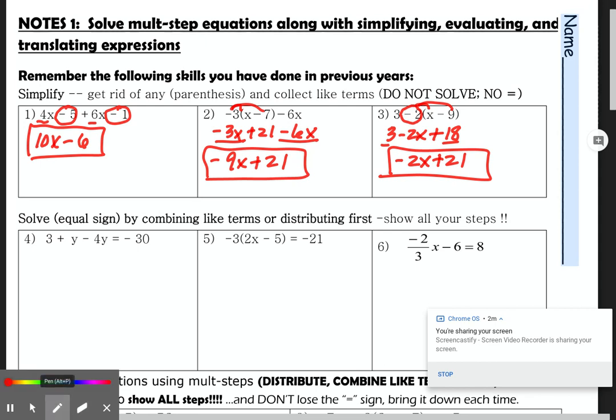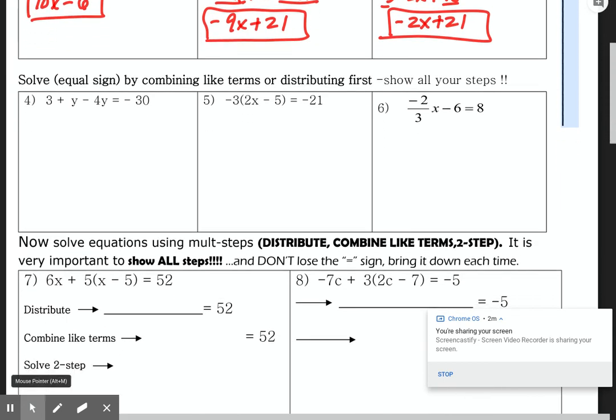So now we get to problems 4, 5, and 6, and it has an equal sign. So we are actually going to solve for the variables here, but we're still going to go through the same process of combining like terms. So our 1y minus 4y, so that's like a 1 minus 4. Same signs, add and keep, different signs subtract. So 1 minus 4 gives us a -3.